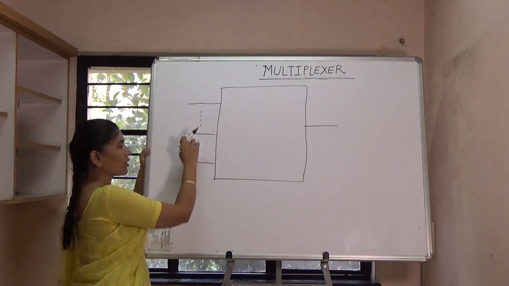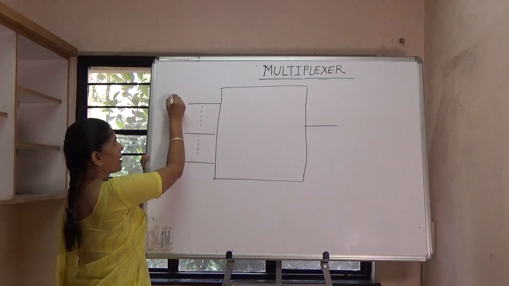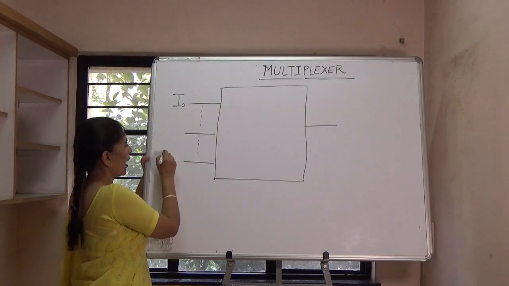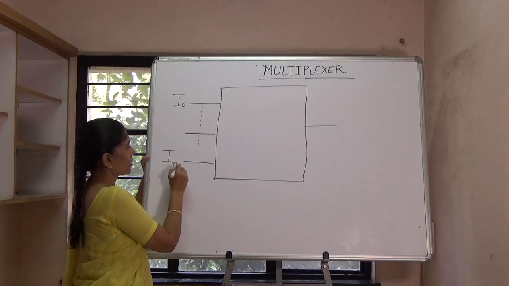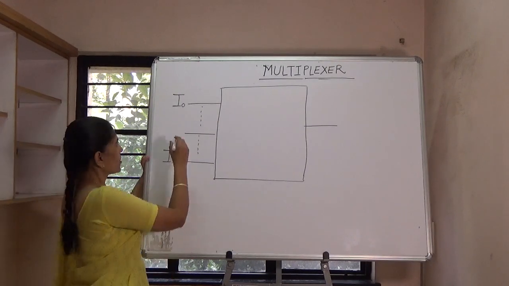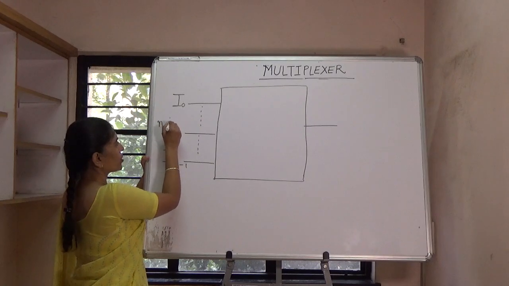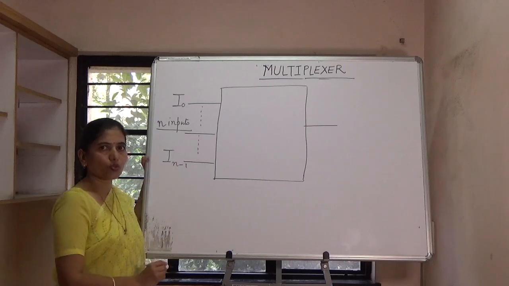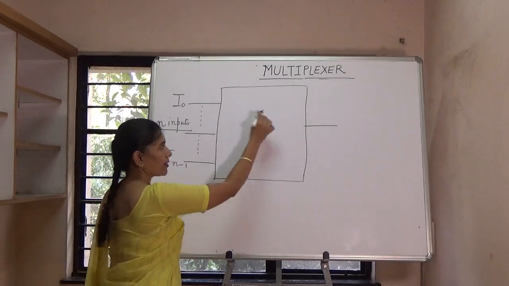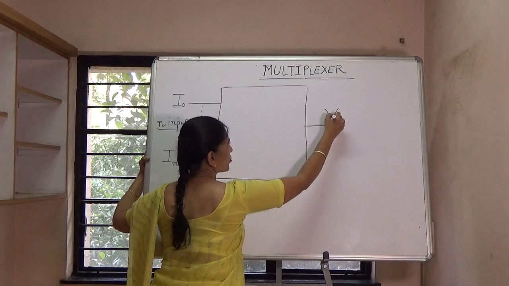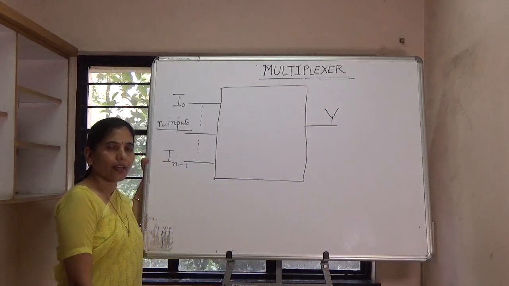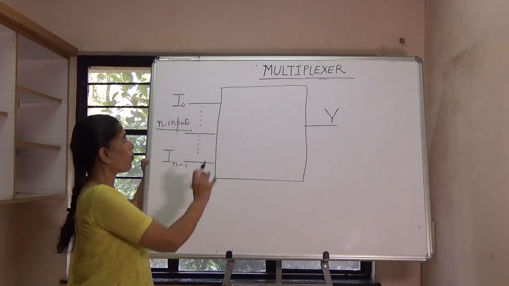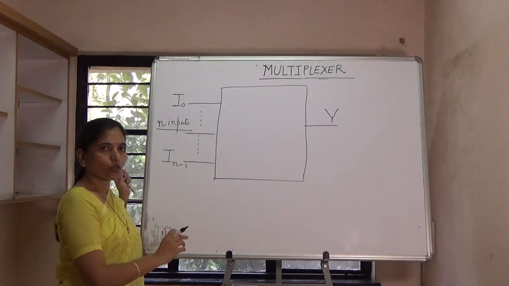So it has more than one input. Let's denote them by starting with I0 and going up to I(n-1). So these are n inputs, I0 to I(n-1), and the multiplexer has only one output which is denoted by Y. The function of this multiplexer is to connect only one input at a time to the output.